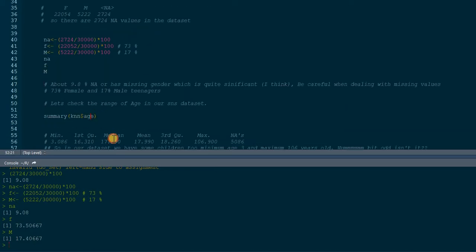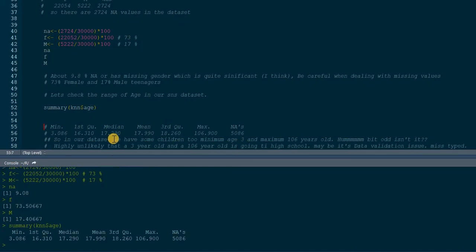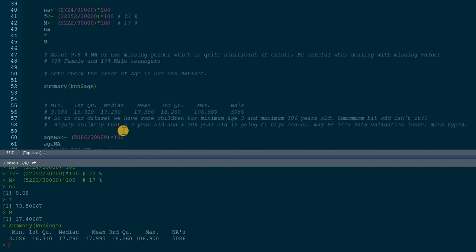Let's check the range of the age given. You can see the minimum is about 3 years, and the maximum is about 106 years, and you've got some NAs here, about 5,086. They don't have an age assigned to them. As this shows, it's very hard to see anyone under 15 or 16, or 13, going to high school, and anyone above 106 years attending high school. I have not come across that.